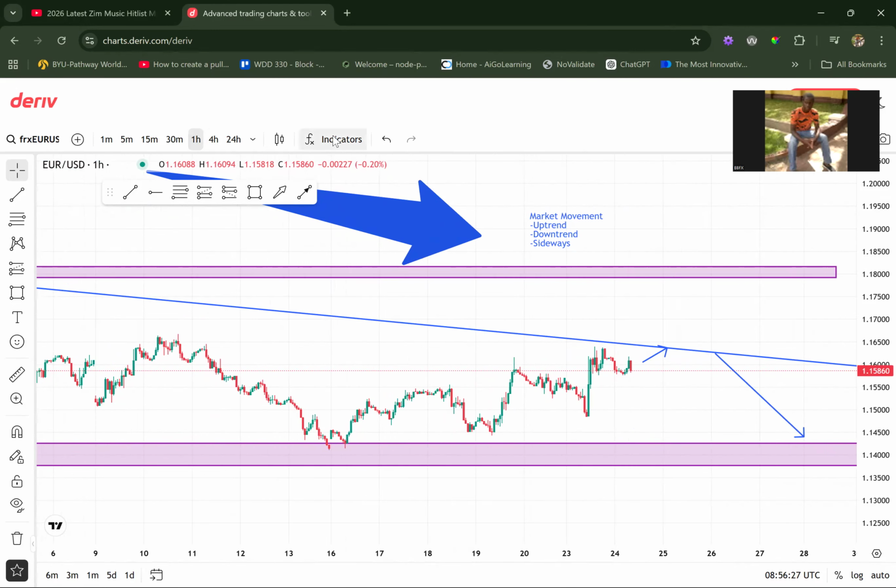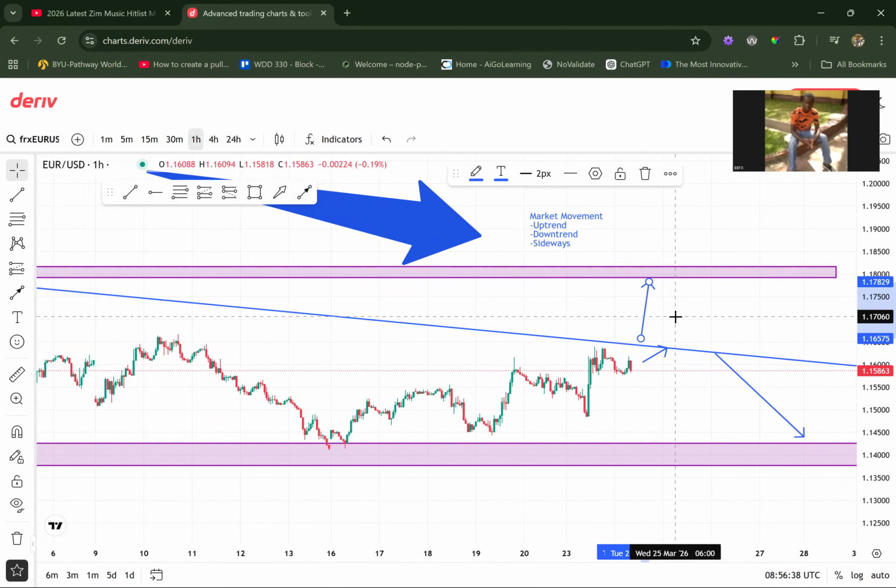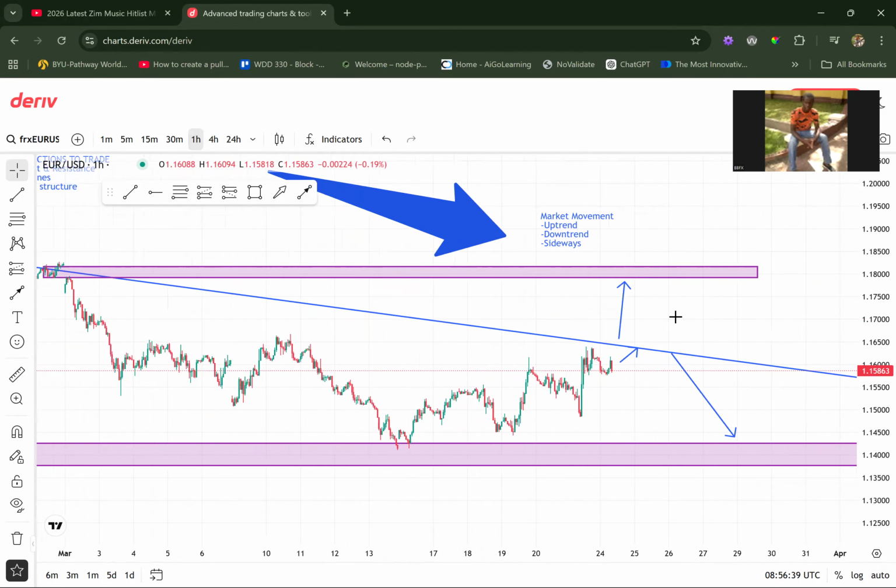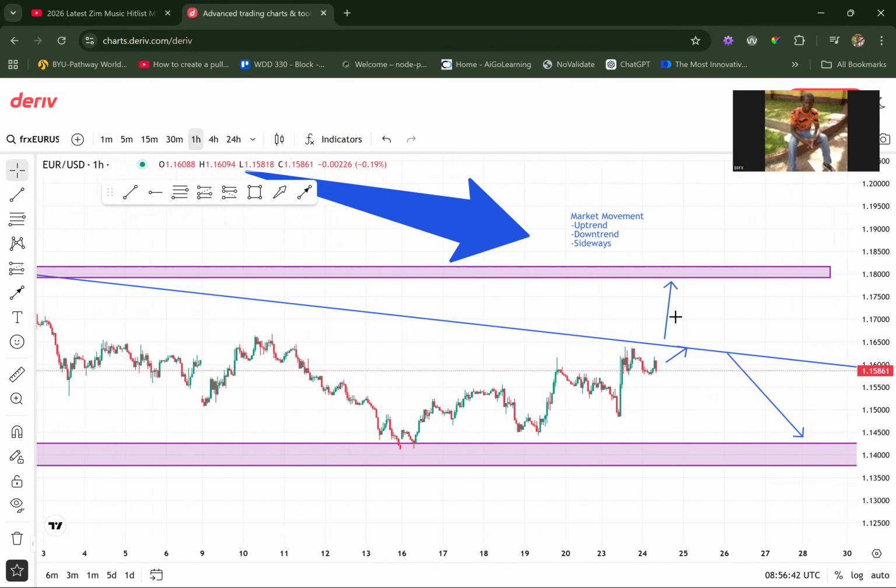Okay. So two things. What I said, if it breaks this trend line, it's coming here. That's where it's going to come. Okay. So that's it. We'll be paying attention to it and then we can see what we can do. So that's how you analyze the market.